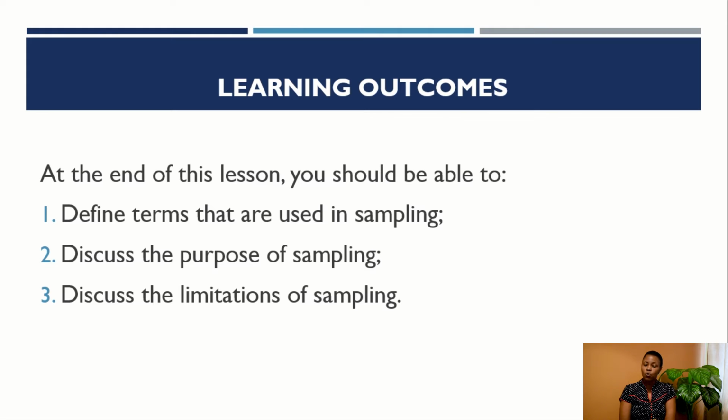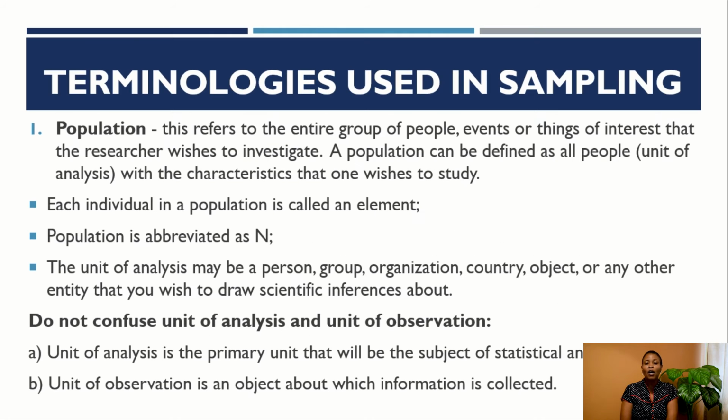And this is because these terms will keep cropping up anytime you talk about sampling. So if you cannot differentiate between an element, a subject, a statistic, a parameter, a sample, sampling frame, etc., then it will be very difficult for you to understand the process of sampling. So now we shall look at the terminologies that we use in sampling.